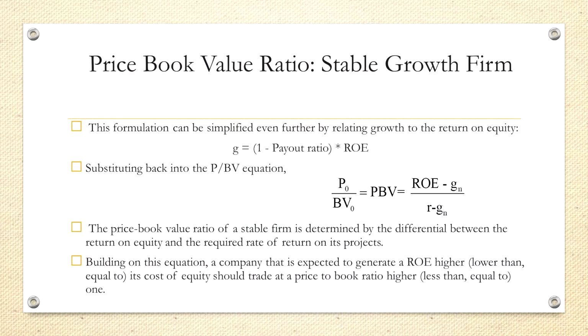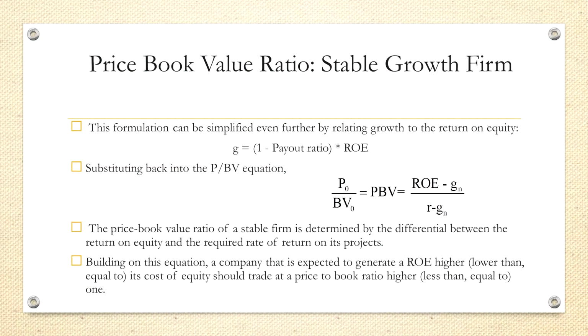If you do the mathematical manipulation that you see here, the PB ratio can be expressed as the ratio of two items. The first one is the difference between ROE and G, and the second item is cost of equity minus G. So I want you to look at this second equation on this slide. PB ratio equals ROE minus G divided by R minus G. What does this formula mean?